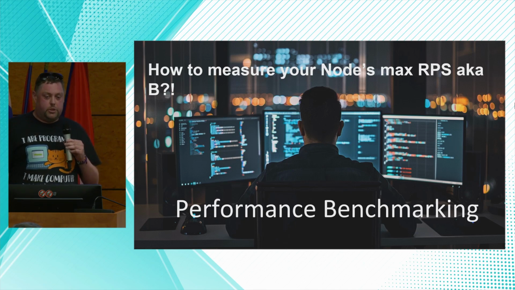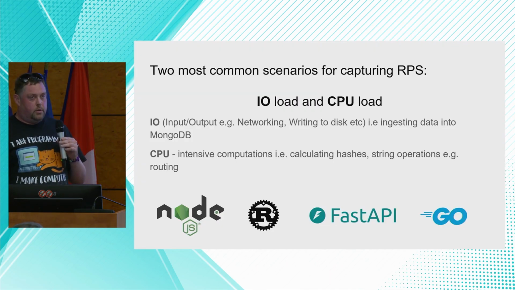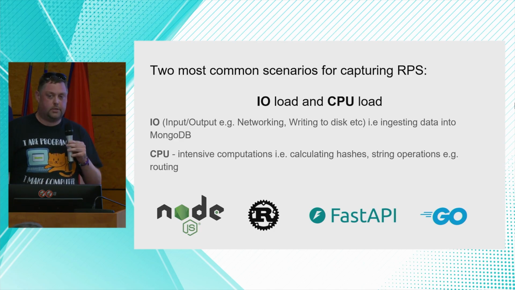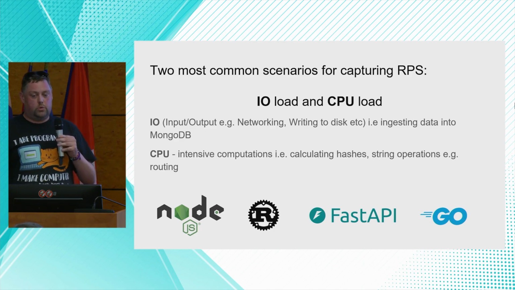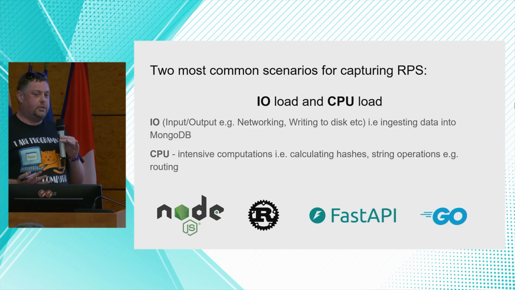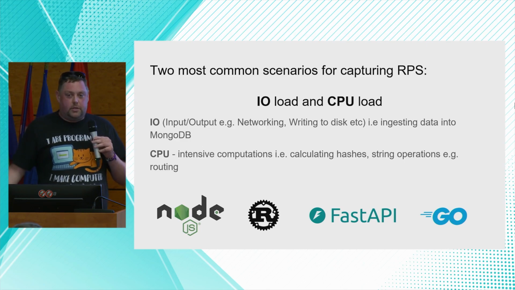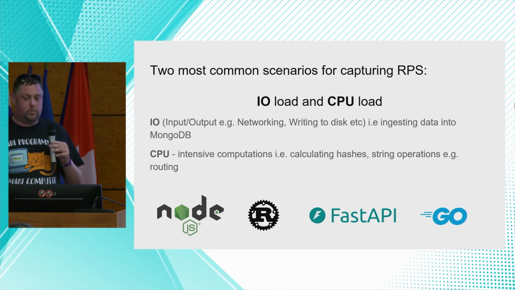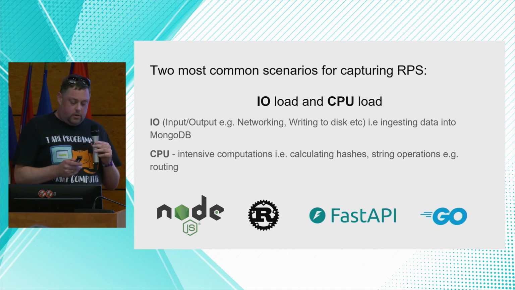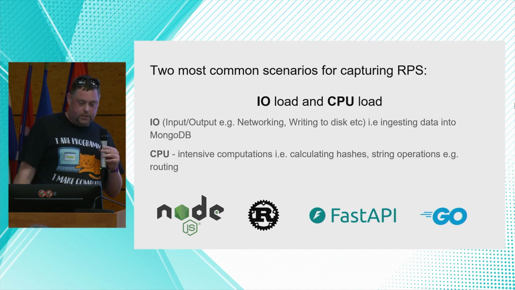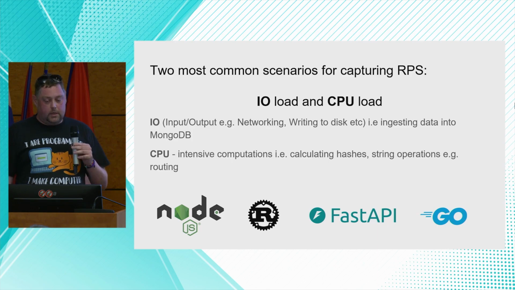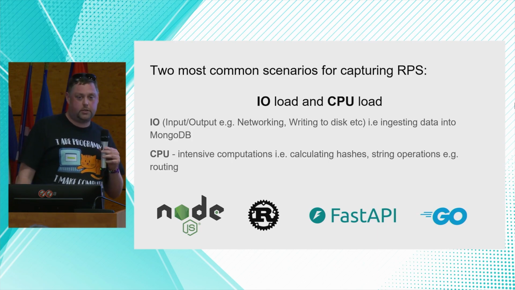And for B, it's again no magic. It's just performance benchmarking. The two most common scenarios for capturing RPS in software are simulating I/O load or CPU load, because at the end of the day, this is basically what our software does. It either waits for, say, a backend response, a database query, or a file system response, or it does some CPU work, meaning, let's say, hash calculations or string manipulation, stuff like that. So I took four popular nowadays tech stacks to compare how they perform under different circumstances.